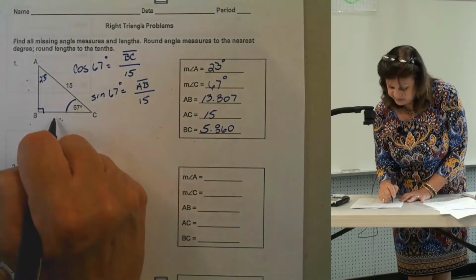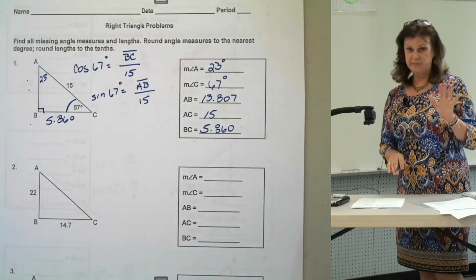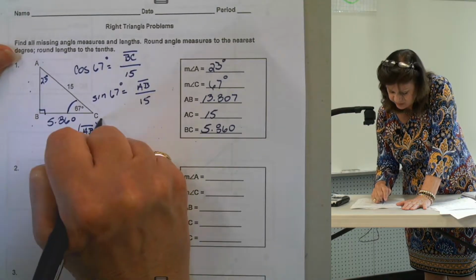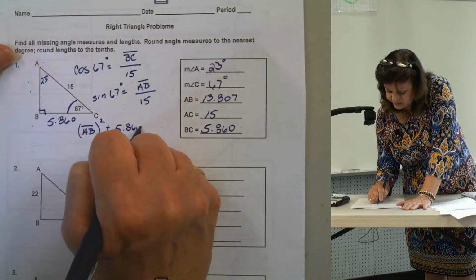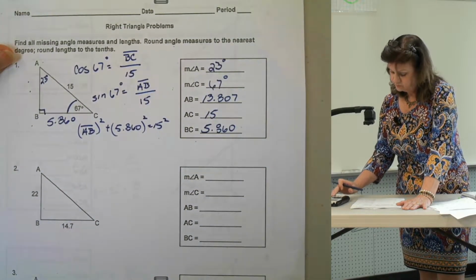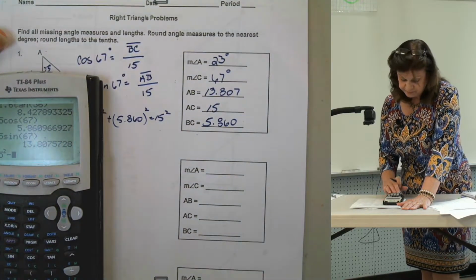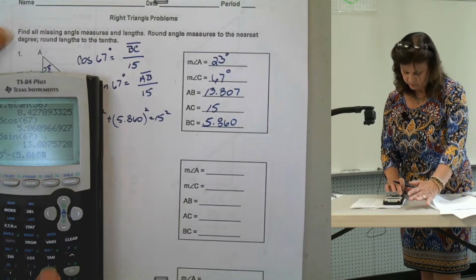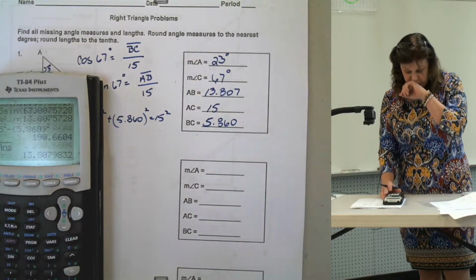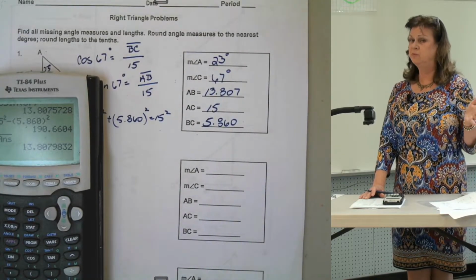Let's just say when you had found BC, 5.860, you had decided at that point you wanted to use Pythagorean's theorem. That's fine. There's not a problem with that. So you would have said AB squared plus 5.860 squared is 15 squared. So 13.807. It doesn't matter which way you go, whatever you're comfortable with.